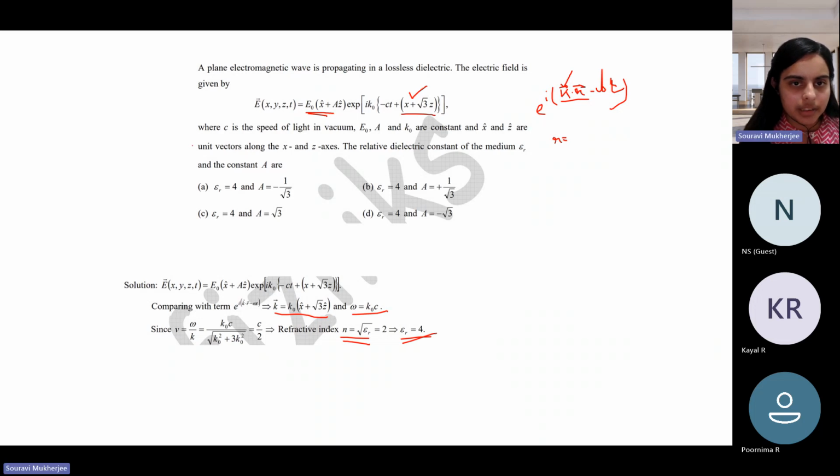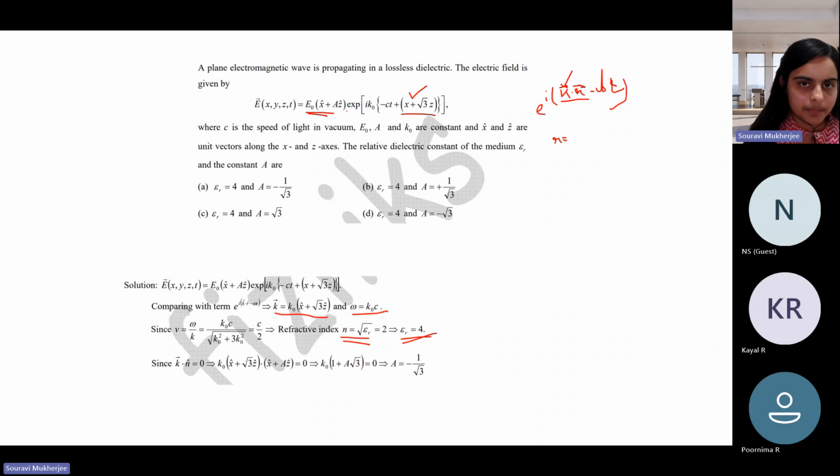Now, what is the other part? It talks about what the constant A should be, right? So now we know that this is your polarization vector, right? The polarization vector is the vector along which your electric field is oscillating, and K is the vector along which your wave is propagating. Now we know for a transverse wave, K dot n cap should be 0, right? So this is your K vector, and this is your polarization vector. So the dot product of these two should be 0. So from here, you can actually find the expression for A, right?